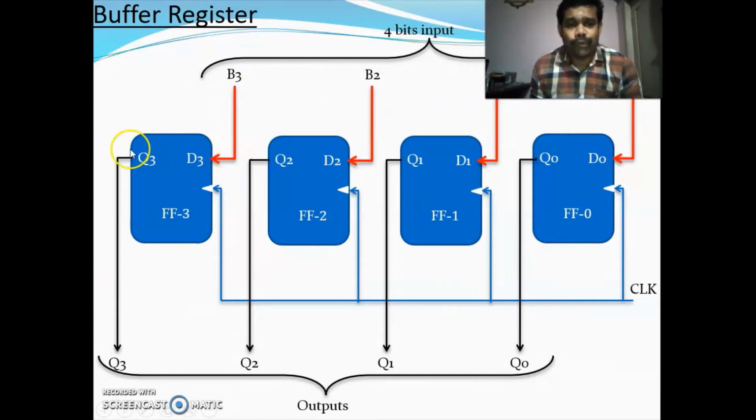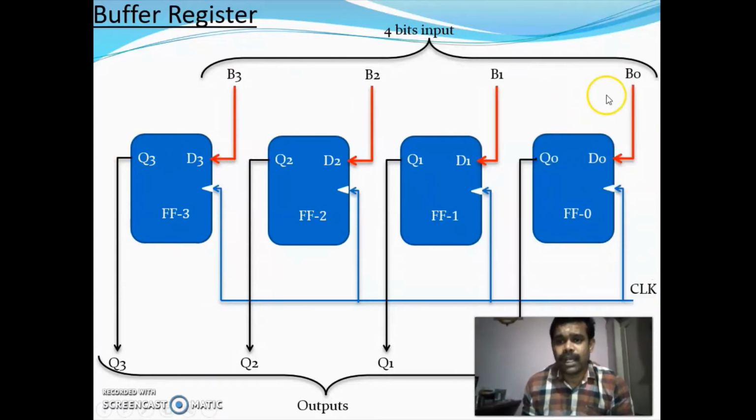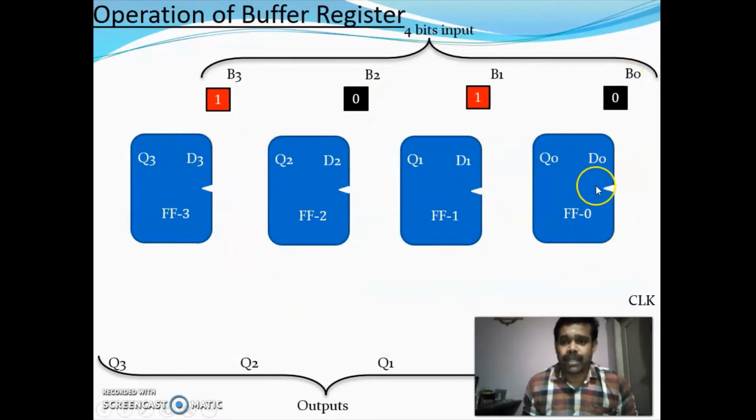It is having four inputs, B0, B1, B2, B3, and we are using 4 flip-flops. The type of flip-flop you are using is nothing but D flip-flops. We are giving a common clock, and the type of flip-flop is positive edge triggered flip-flop, and we are giving the input 0, 1, 0, 1. This is the input you are giving from the MSB. If you are telling 1, 0, 1, 0, this is the input you are giving.